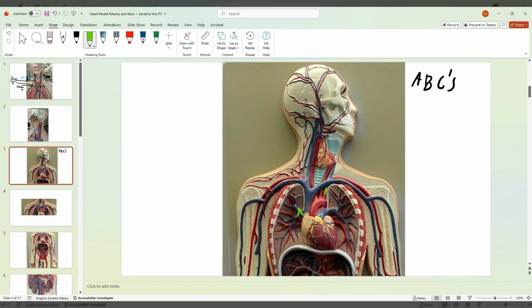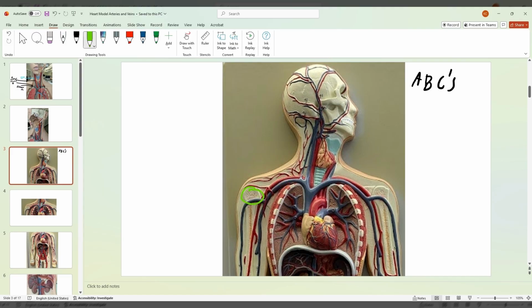If I say identify the blue vessel here, that is the right pulmonary artery. Identify the red vessel there, that is going to be the right pulmonary vein. This would be the left pulmonary artery and left pulmonary vein. Remember, all arteries are red, all veins are blue, except for pulmonary. This would be the right subclavian vein. This is the right subclavian artery.